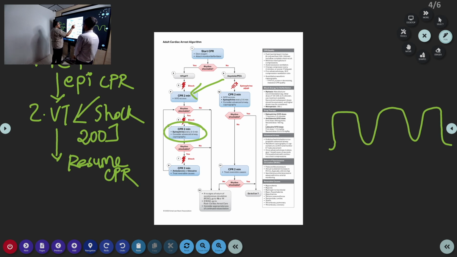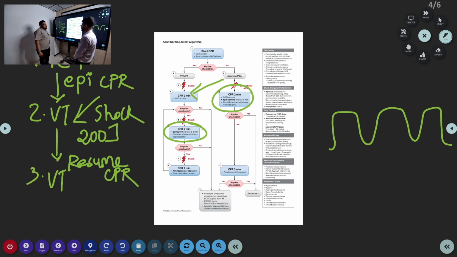So what happened here? Initially it started with a PEA, so we gave epinephrine already. Then later on it became a shockable rhythm. So when we have delivered the first shock and second shock, then every 3 to 5 minutes we continue the epinephrine. Then again after the 5 cycles or the 2 minutes we assessed the rhythm. Again the rhythm was the same monomorphic wide QRS complex, monomorphic VT. So we repeated the shock of 200 joules.